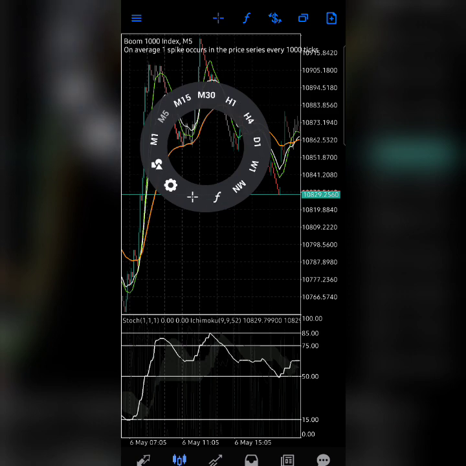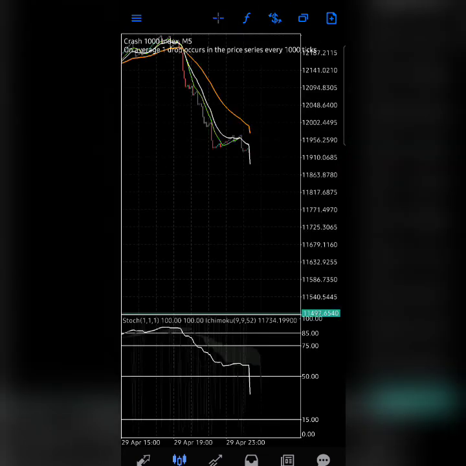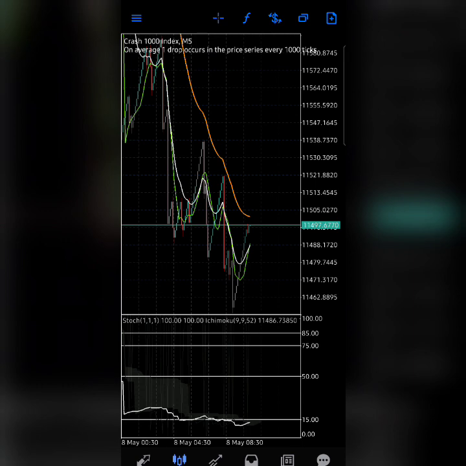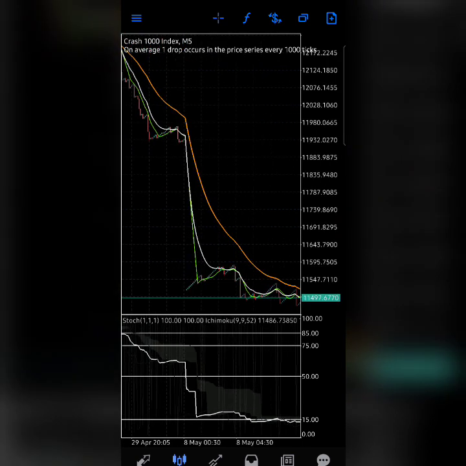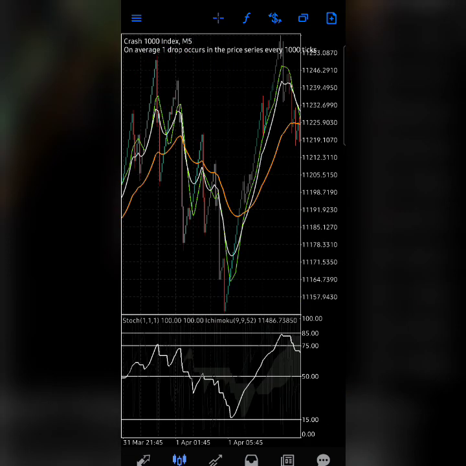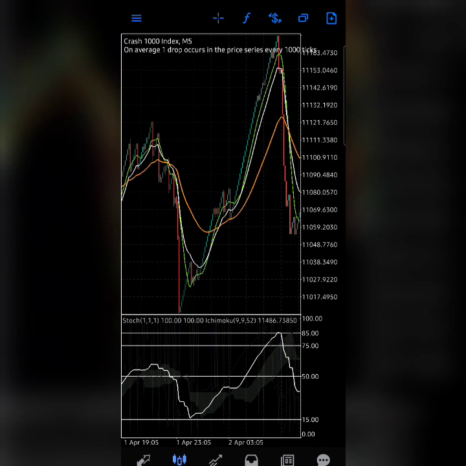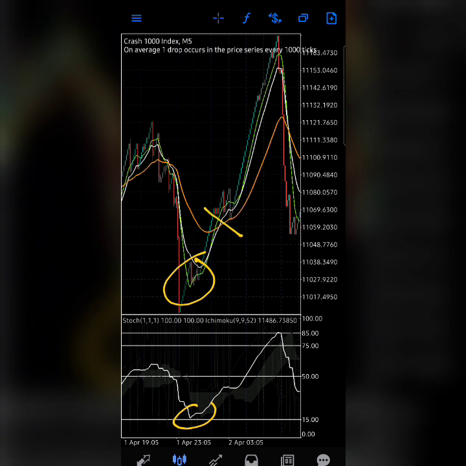Now this also can work for crash, so let me quickly switch to a crash 1000 index. Crash 1000 index is actually a reversal. We actually need the opposite of a bull, so it's a market that's trending upward and then spikes downward and all that sort of thing. So let's look for a very good example. Okay, you can see here it touches, meets our conditions, and our exit point is met.